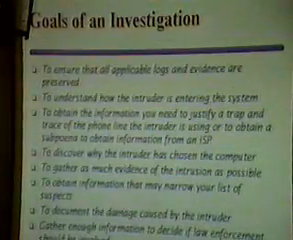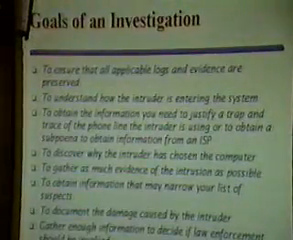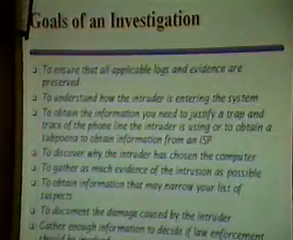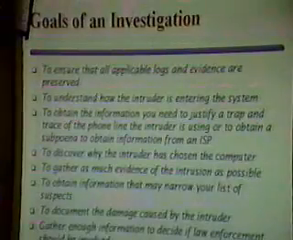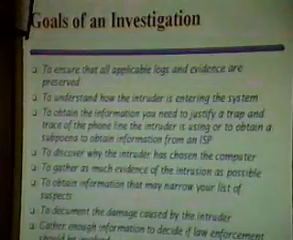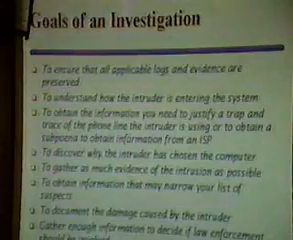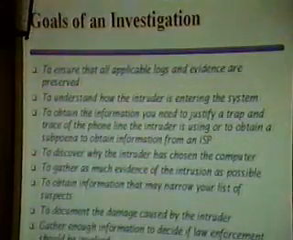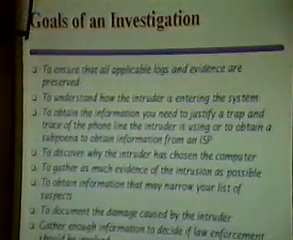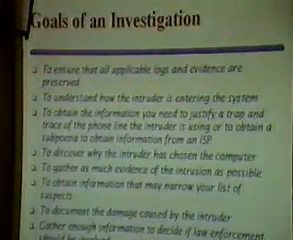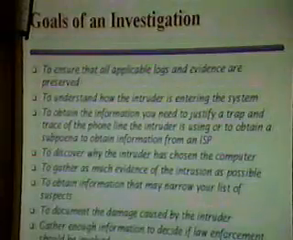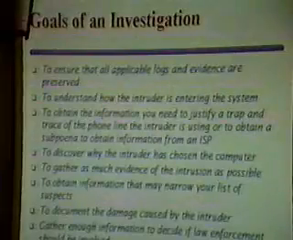Okay, the next goal of our investigation is to understand how the intruder entered the system. That's a critical goal. The next one is to obtain the information we need to justify a trap and trace of the phone line if the intruder is using the phone, or to subpoena information from the ISP if they come in over the internet. Of course, if this is an entirely internal attack, we don't have to worry about those things. Trap and trace is something that you will need to get law enforcement involved in to do. You can't just go put a trap on a phone line. You can call the phone company and ask them to do it, and they'll do it, but you'll never see the data unless you have a warrant.